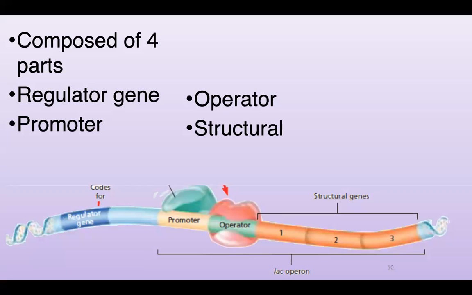Okay, so that's the overall idea of the Lac Operon, but I'm going to go over that again step by step. So again, the 4 parts of an operon, you have the regulator gene, the promoter, the operator, and structural genes.